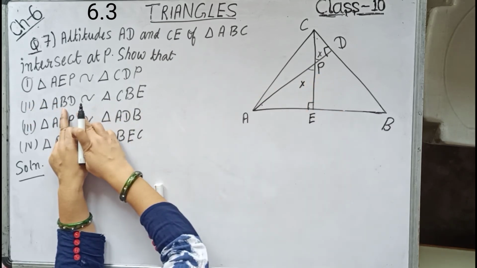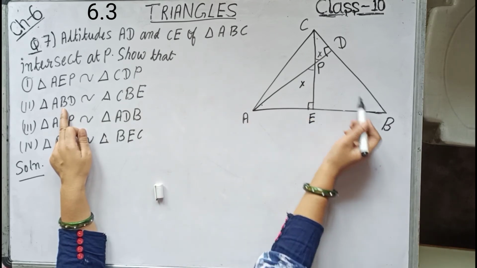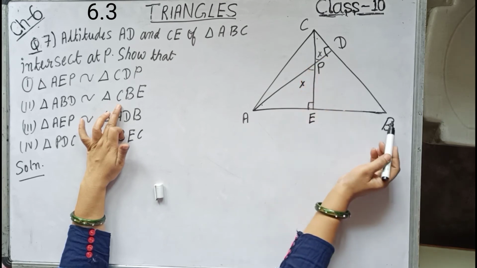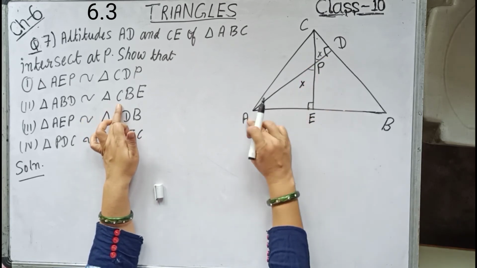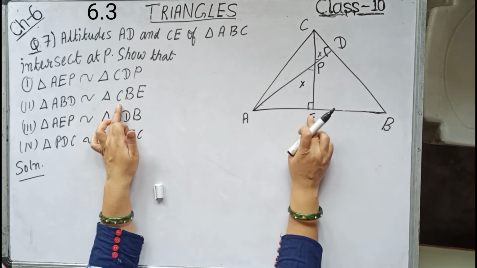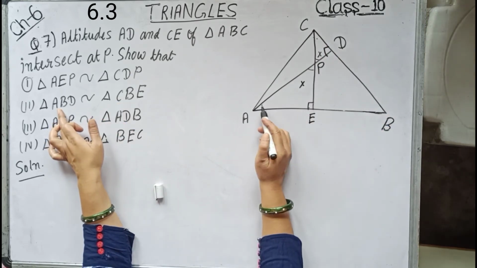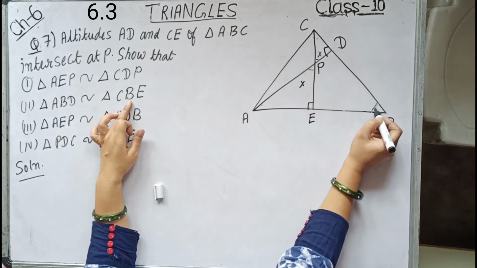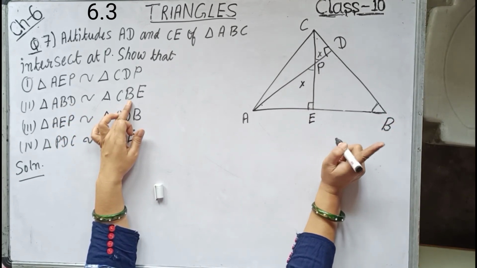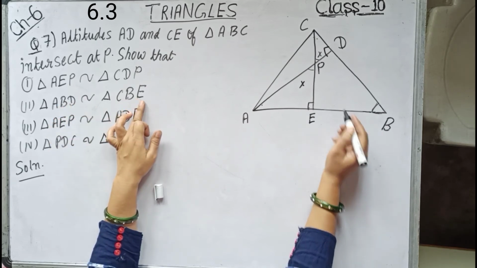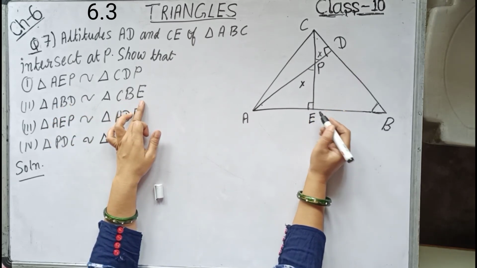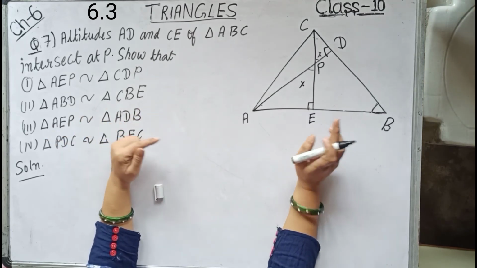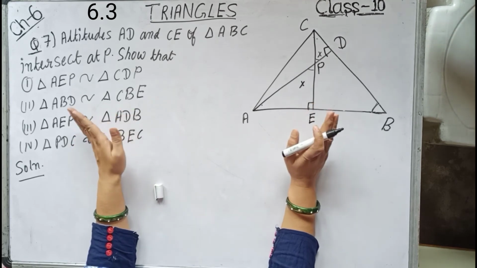Again, in triangle ABD and triangle CBE. So ABD and CBE. Let us see. A and C, we don't know any information. B. Now angle B equals to angle B, common. We will be writing common. Now D and E. Obviously D and E are 90 degree. So we will be writing angle D equals to angle E equals to 90 degree. Again by double A similarity, these two triangles are similar.